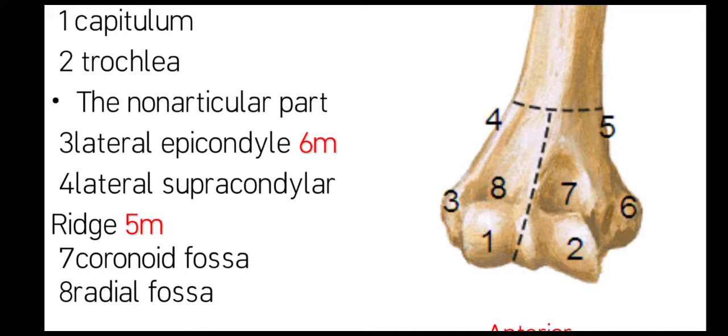Basically, the radial fossa is the depression in which the head of the radius is going to be attached when the elbow is flexed. So the head of the radius is like a hook. When we flex our elbow, the upper part of the radius that articulates with this joint gets fixed in this radial fossa. The coronoid fossa accommodates the coronoid process of the ulna, basically.